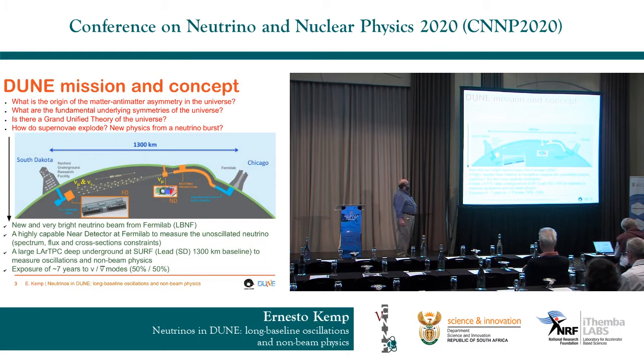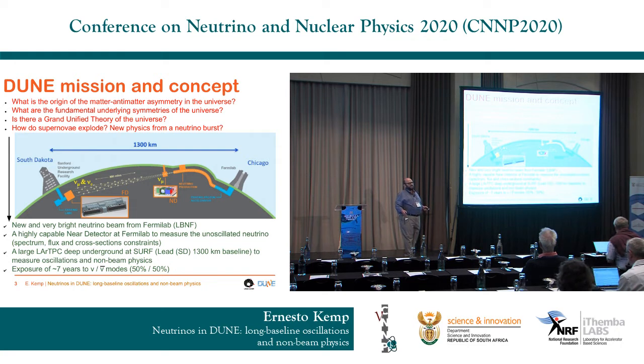So this is a very brief description of the DUNE's mission and concept. So the main reasons talking about physics are this set of questions: what is the origin of the matter and antimatter asymmetry in the universe? Essentially, why do we observe this huge imbalance of matter and antimatter, since in the beginning of the universe it should be half and half? And what are the fundamental underlying symmetries of the universe?